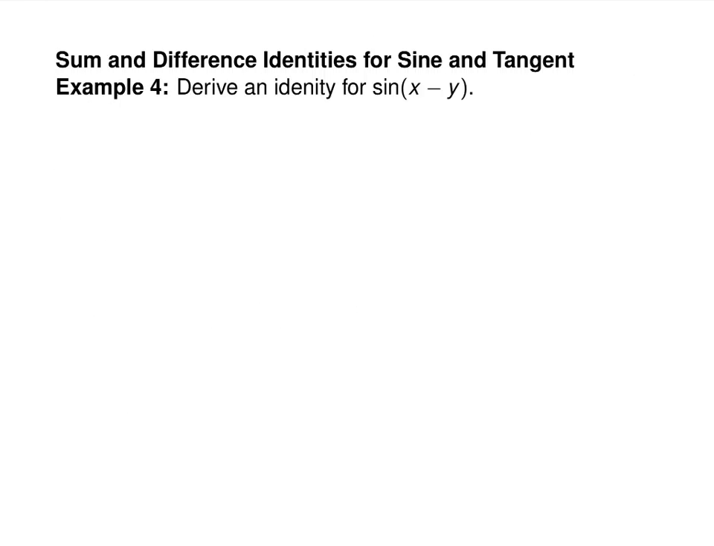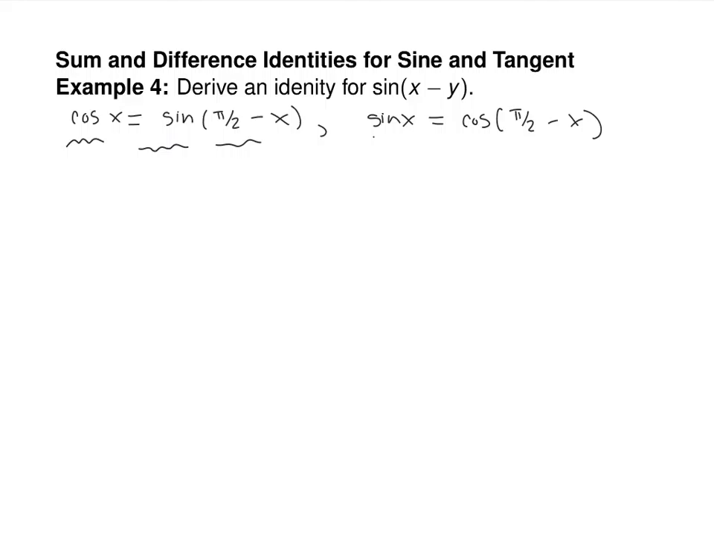So how? Okay, the thing that we just found was that cosine of x equals sine of pi over 2 minus x. And the other one that we found was that sine of x equals cosine pi over 2 minus x, right? Those two? Once again, you don't have to memorize those, okay?